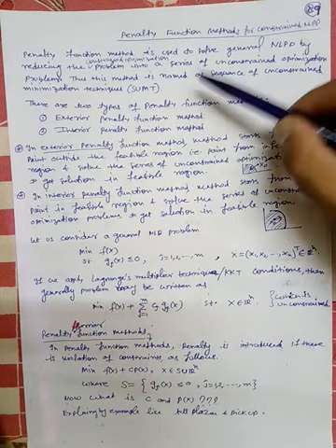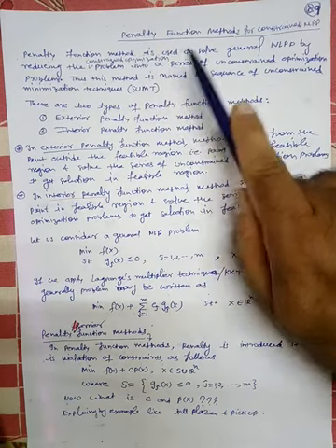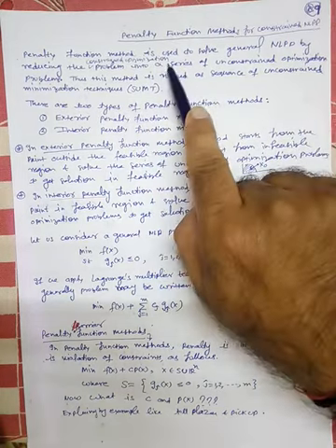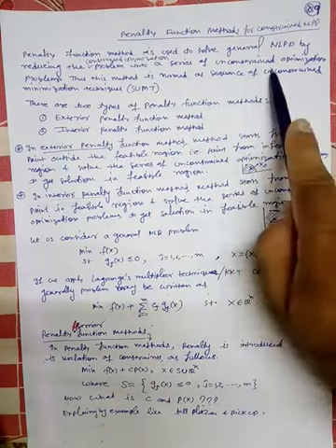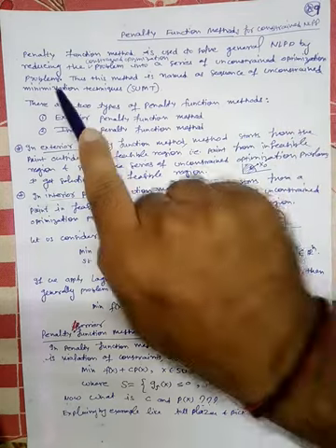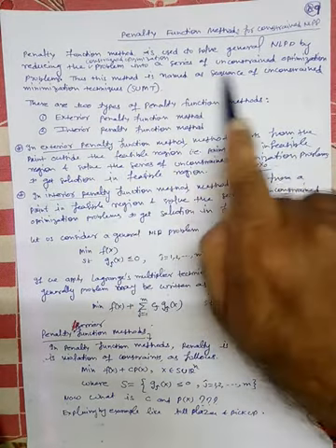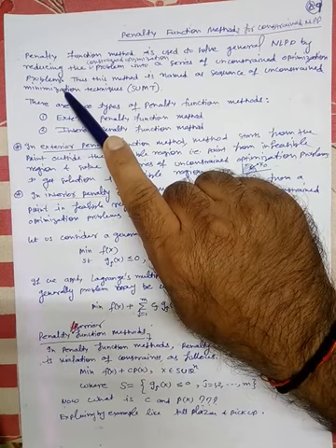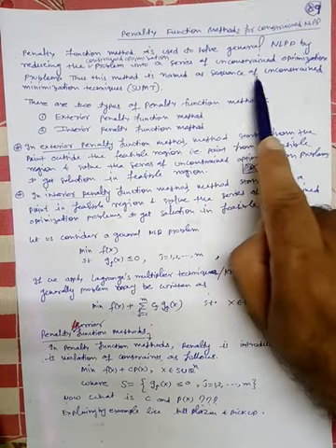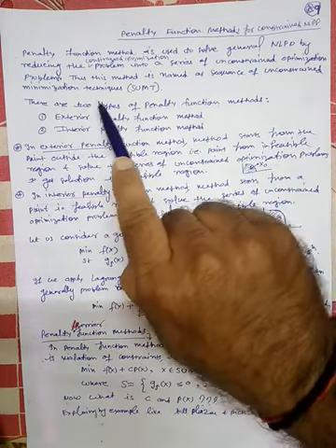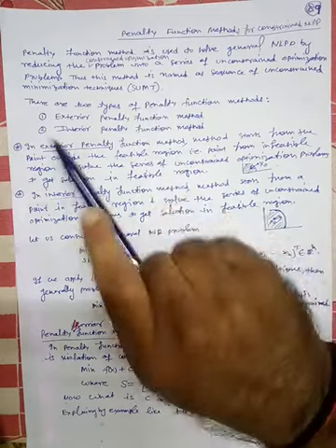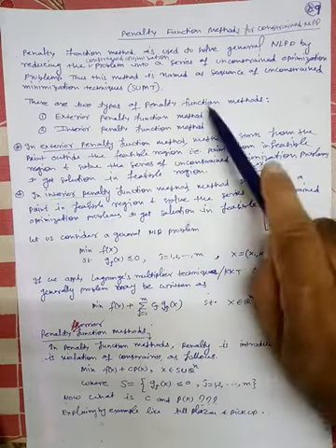Here the penalty function method is used to solve general NLPP by reducing the constrained optimization problem into a series of unconstrained optimization problems. So we will get a series of unconstrained optimization problems. Thus, this method is named the sequence of unconstrained minimization techniques, in short SUMT. Now there are two types of penalty function methods.